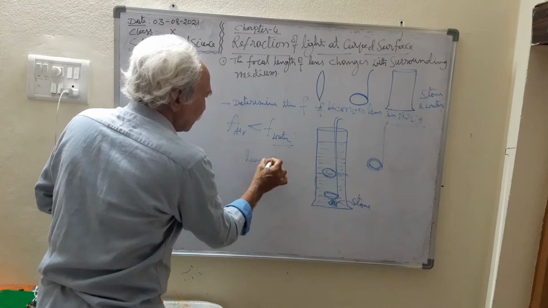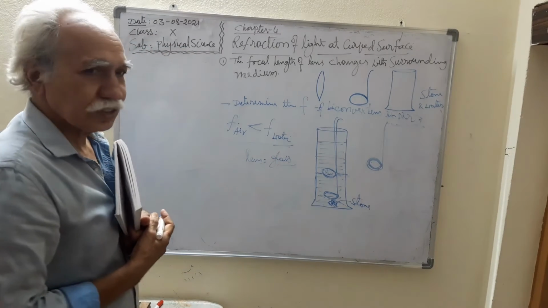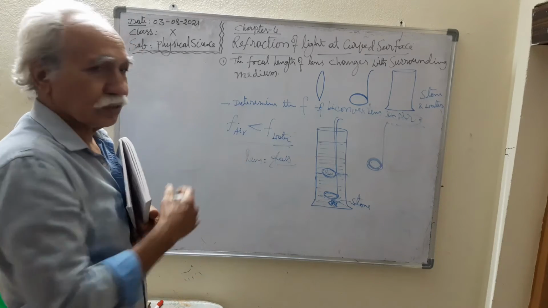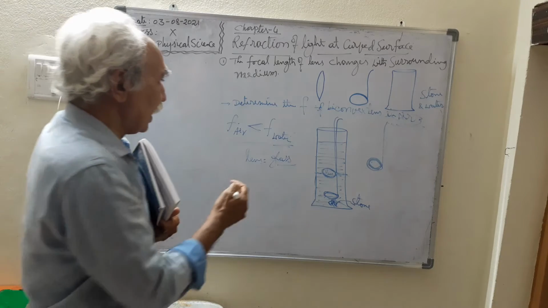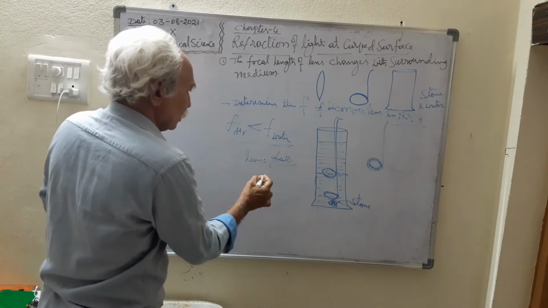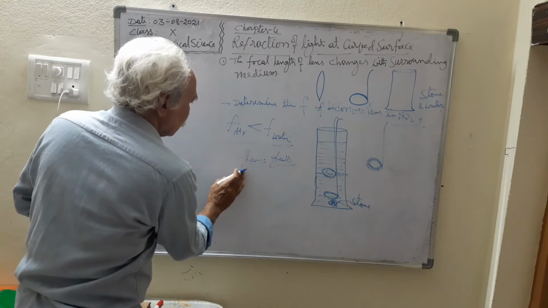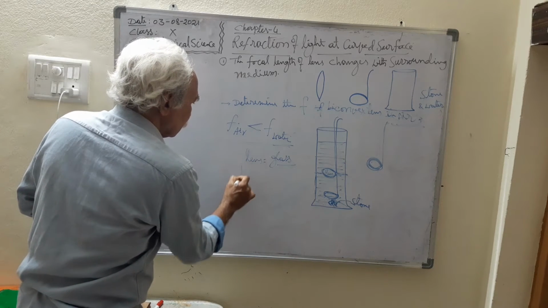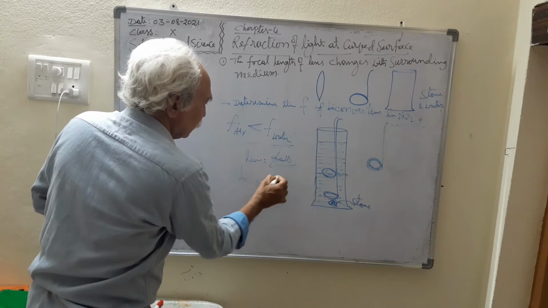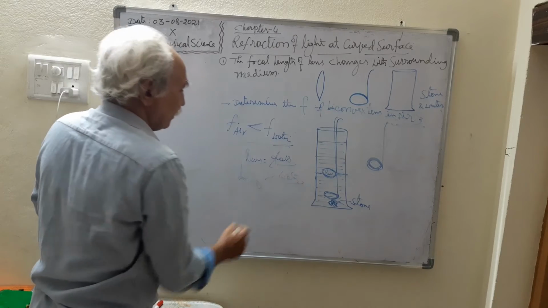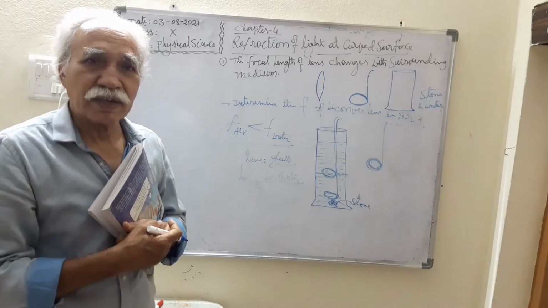Second point, the lens. If a lens is made with glass, glass is more dense than water. Therefore, the glass, that is called the lens, has an optical density greater than water. Therefore, it acts as a biconvex lens.